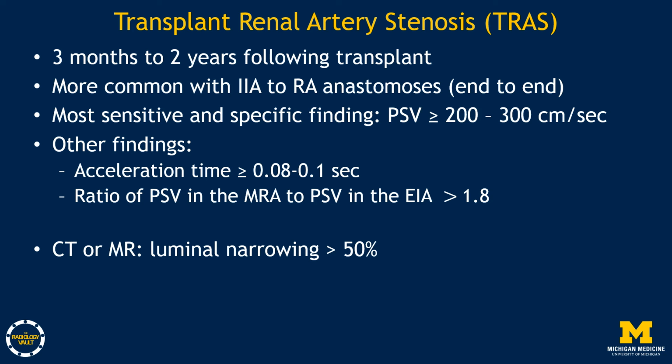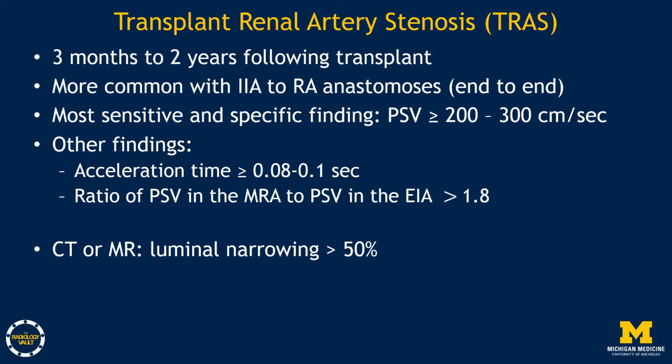Transplant renal artery stenosis, or TRAS, typically occurs in the 3 months to 2 years following a renal transplant. It is more common with internal iliac artery to renal artery anastomoses, which are the end-to-end anastomoses. The most sensitive and specific finding in TRAS is a peak systolic velocity greater than or equal to 200 to 300 centimeters per second.